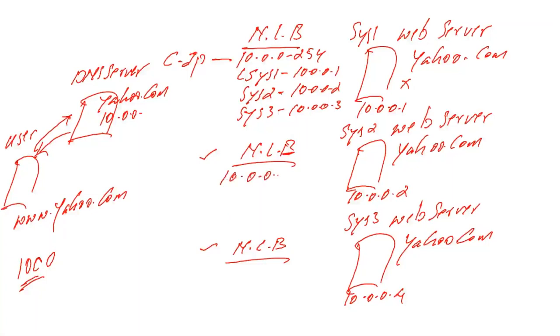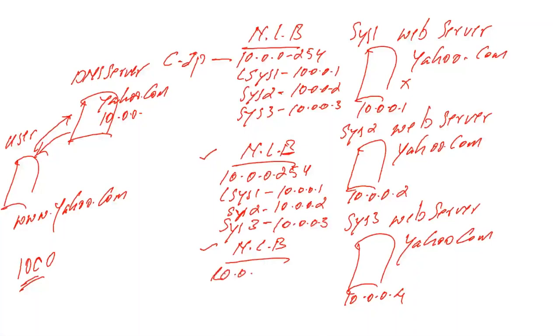So your cluster IP 10.0.0.254 will be added here. And in this one, your hosts will be added: system one is a host, running on 10.0.0.1, and system two is a host, running on 10.0.0.2. So it means system two has information about the other hosts running in this group, in this cluster, by the help of the Network Load Balancing service. Now here also this information will automatically be added: cluster IP 10.0.0.254, and in that hosts will be added: system one is one host running on 10.0.0.1, system two is one host running on 10.0.0.2, and system three is a host running on 10.0.0.3.